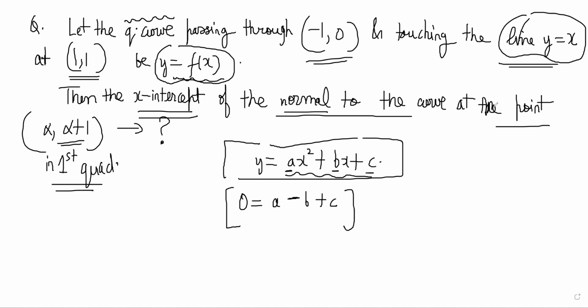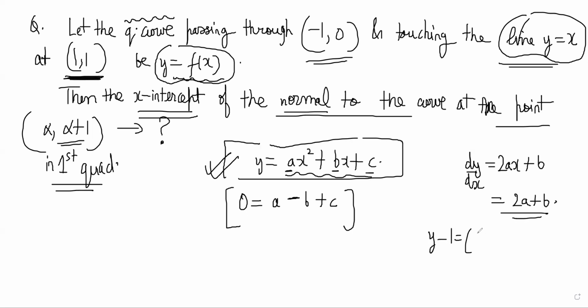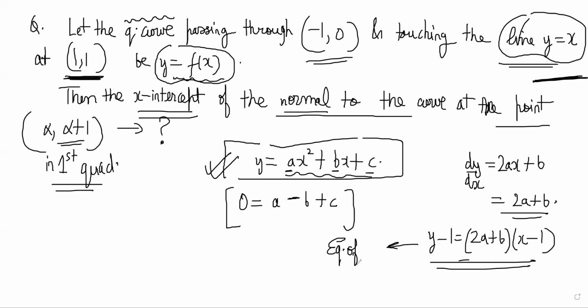No, sir. Like if we know the quadratic equation, then we can differentiate, and then we can put that alpha plus 1. This is my function. I want to find the tangent at 1 comma 1. dy by dx is equal to 2ax plus b. Slope of the tangent is 2a plus b. Equation of tangent is y minus 1 is equal to (2a plus b) times (x minus 1). And I will compare it with the line y is equal to x. Is this the equation of tangent to the quadratic curve at 1 comma 1? Yes, sir.